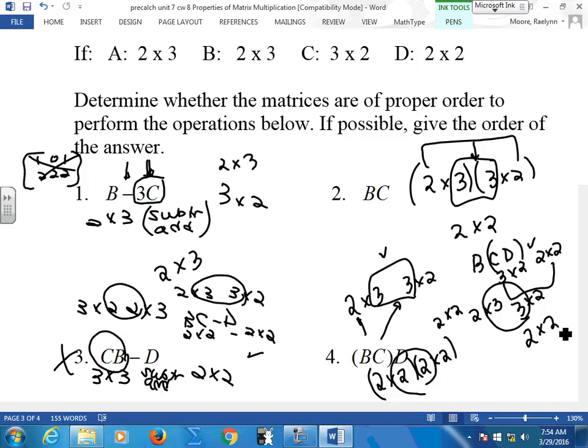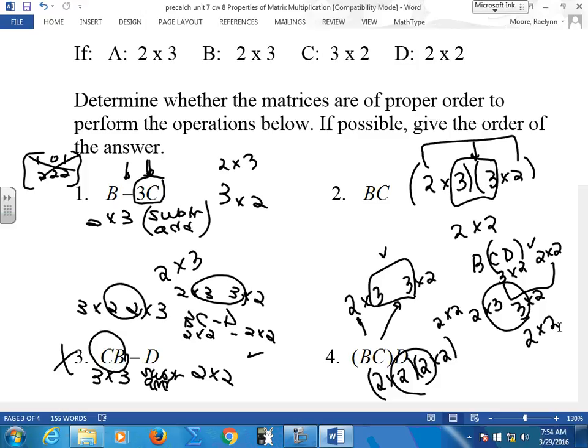So it's just another way to just see that it works. Good. When in doubt, you can always put it in your calculator and try. And if it doesn't line up, it's going to tell you error.